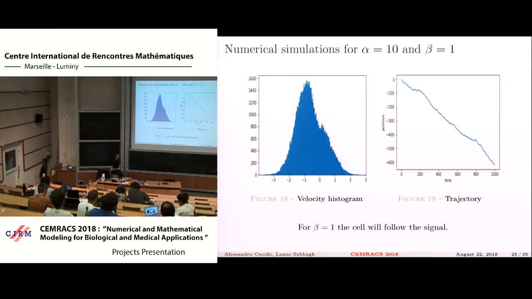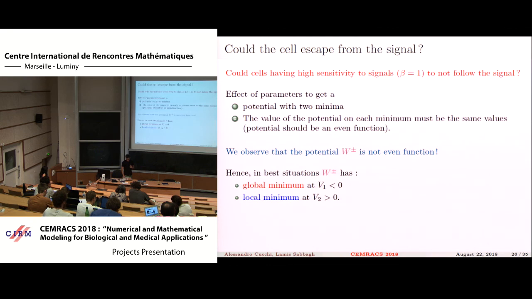So in conclusion, if the signal is strong, the cell will always follow the signal for any alpha, also in the case in which the cell is polarized. Now an interesting case to analyze: even if we have a strong signal, so even if beta is equal to 1, can we find a set of parameters for which the cell could escape from the signal, so go in the wrong direction?